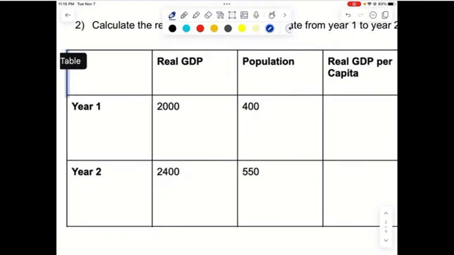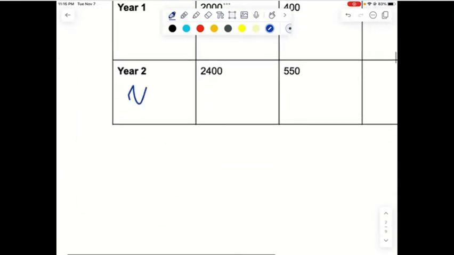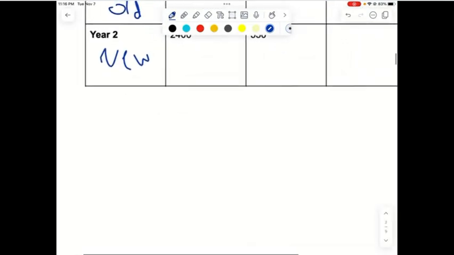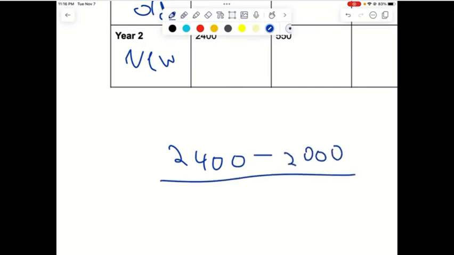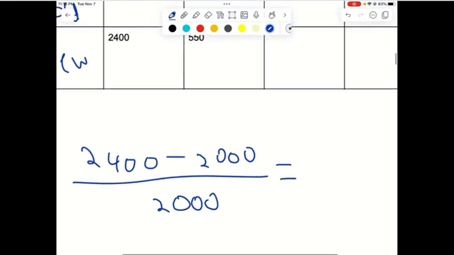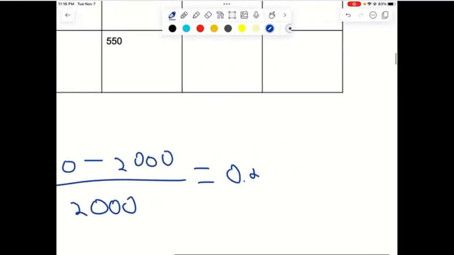We're given the years. So this is our new year, this is the old year. So we're going to do new minus old divided by old. So 2,400 minus 2,000 divided by 2,000. If you plug that into your calculator, that's going to get 0.2, and multiply by 100, it's 20%. Simple.